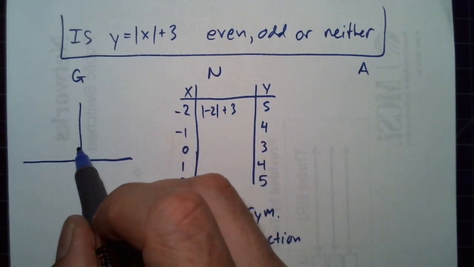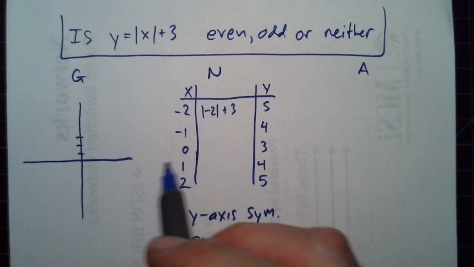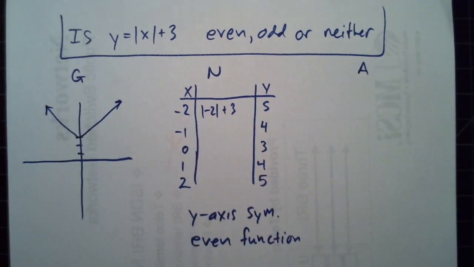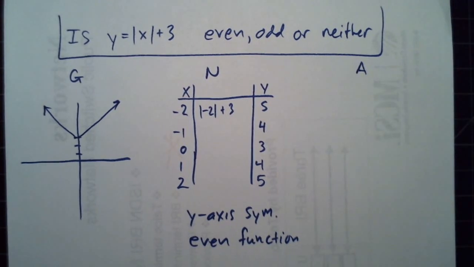And that's just shifted up 3. We're starting at 0, 3. And the graph goes like that. We can see y-axis symmetry, and that's an even function.